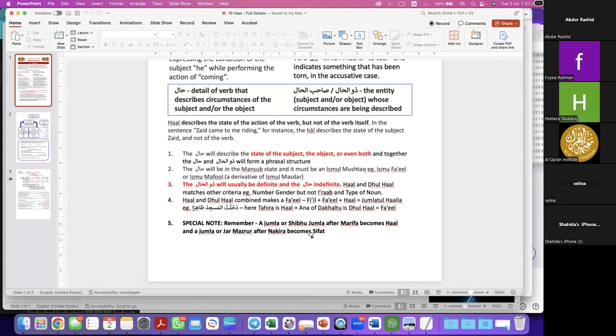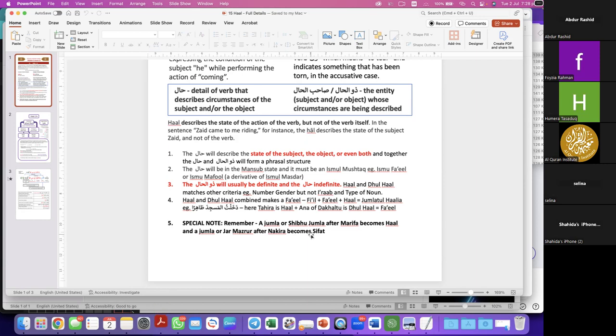And one more thing, just a reminder, lesson 4 of module 2, we learned that a nakira ism, if it is followed by a jumla or shibu jumla, then that part which is following a nakira ism will be playing the role of a sifat. So nakira ism, anything coming after that is sifat. And marifa ism, what comes after that is hal. These two things we have to remember. And I always refer to lesson 4 of module 2. Please go back just in case of any confusion.